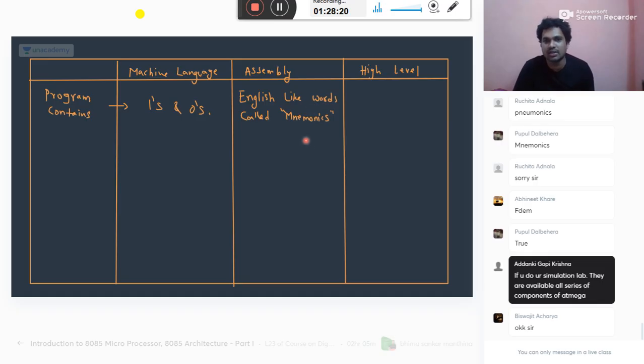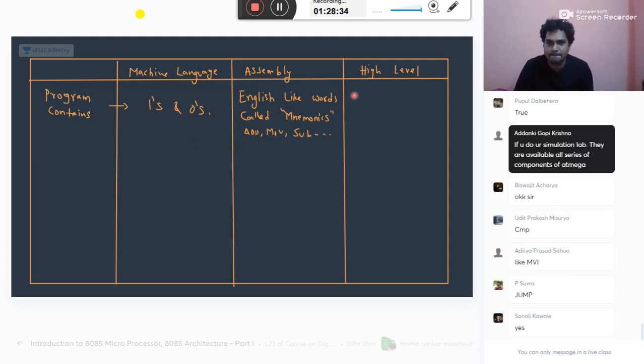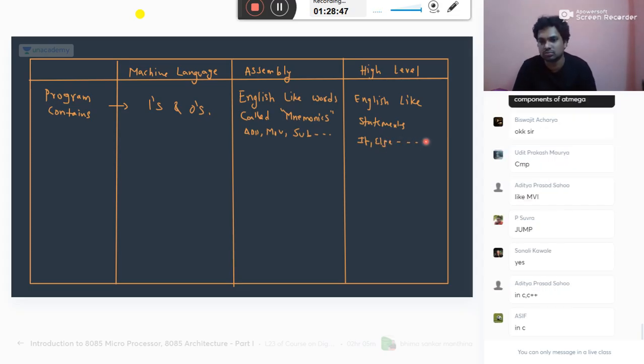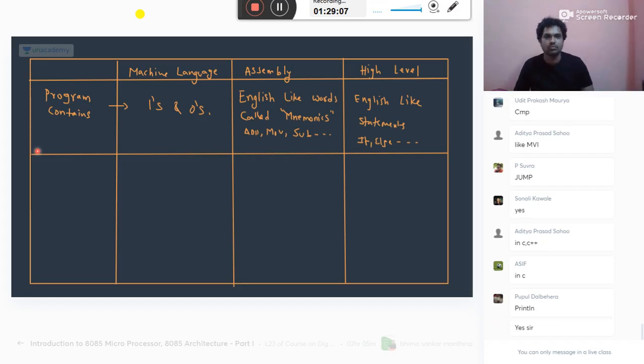So mnemonics is nothing but English-like words called mnemonics or codes. For example, add, move, subtract, compare. Very good. The next one, you will have English-like statements: if, else, etc. This is your program. This is the basic difference in the program contents of assembly and machine level. Is it okay? So the next one we are going to discuss.